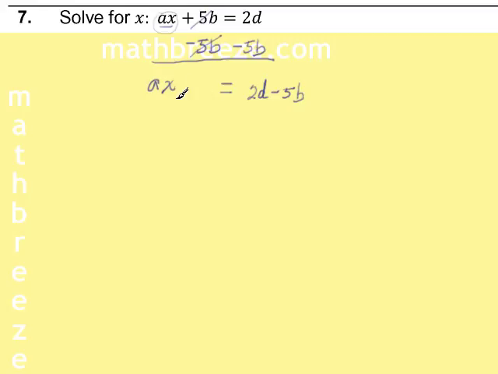And now we want to isolate x. Well, x is being multiplied by a, so we'll do the opposite. We'll divide by a. Make sure you divide the entire right-hand side by a. These cancel. And finally we have x is equal to 2d minus 5b divided by a.